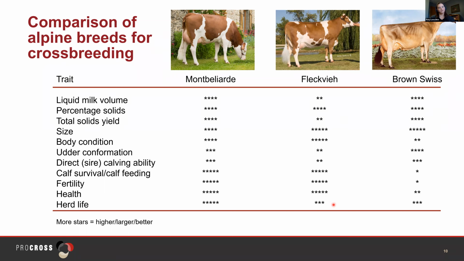And the reason Fleckvieh is lower in that scale is because a lot of them experience early culling due to their lower production and their lower udder conformation. And likewise with Brown Swiss, excellent production, excellent type, but they really struggle on these functional traits here. So they end up being culled faster in herds that use them for crossbreeding.